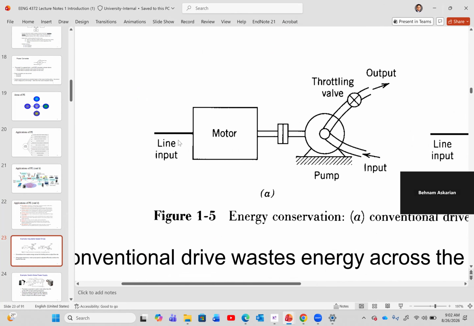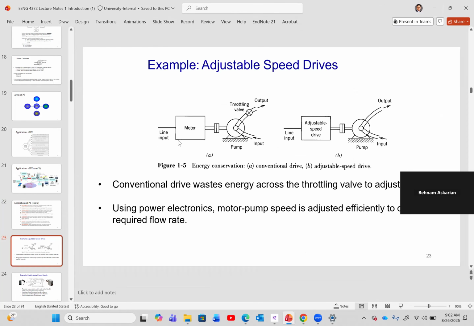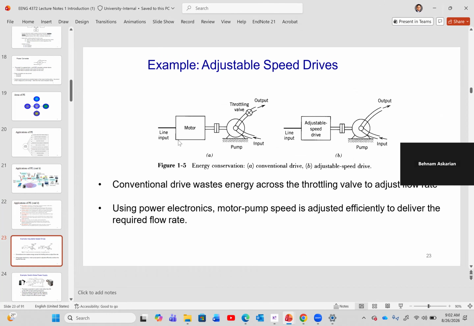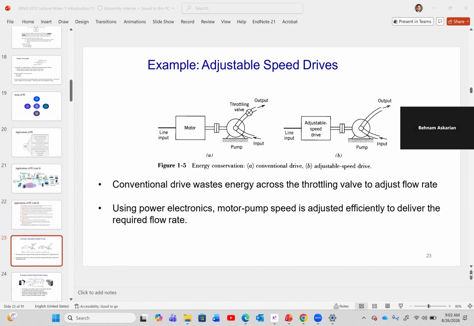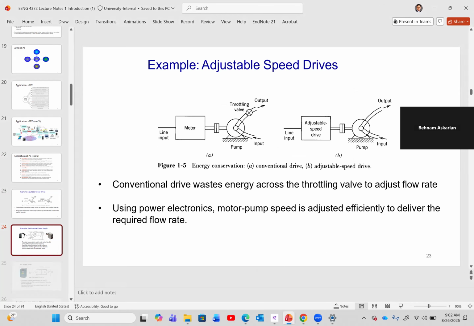And the good thing is, even at very low speeds, you have maximum torque because it's a brushless DC motor. So you don't need to put it at maximum speed to have maximum torque. And those are some benefits of the system. So a conventional drive wastes energy across the throttle valve to adjust flow rate. And using power electronics, the motor pump speed is adjusted efficiently to deliver the required flow rate.